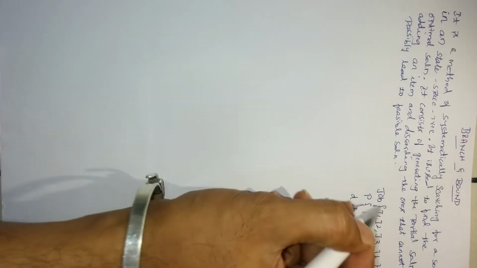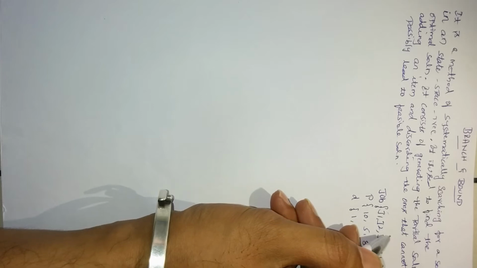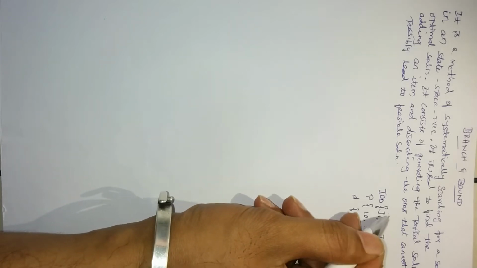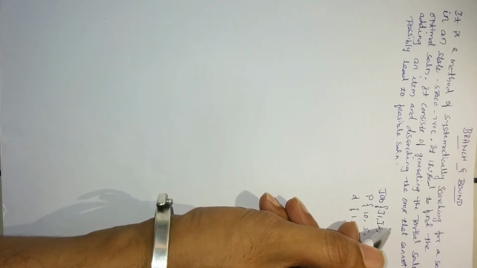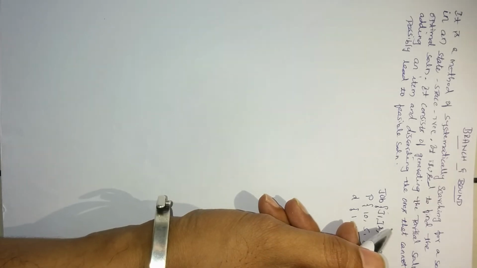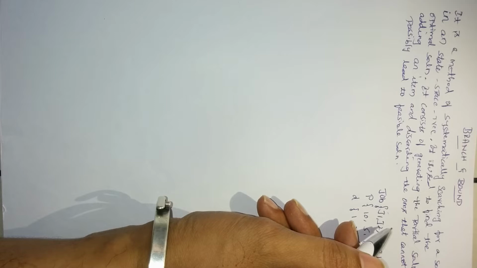There are 2 methods of generating a state space tree. Suppose I say that I am doing job 1, and job 4. Sorry, job 1 and job 2. This is one of the possible solutions.